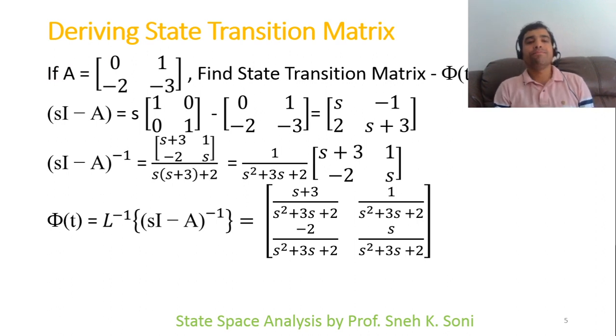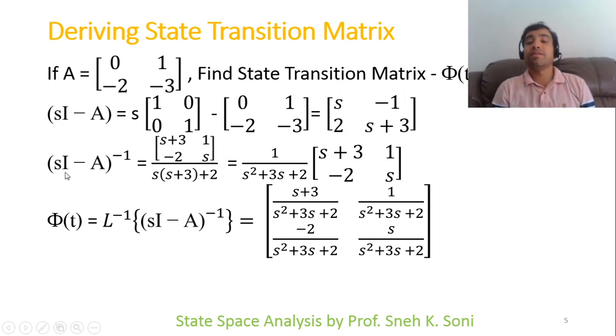Here my matrix A is [0, 1; -2, -3], and I have to find the state transition matrix for the given system. What I need is the Laplace inverse of (sI minus A) inverse, because it is the state transition matrix. First I will find sI minus A. I can write it as s into [1, 0; 0, 1] minus A. If I simplify, it will be [s, -1; 2, s plus 3].